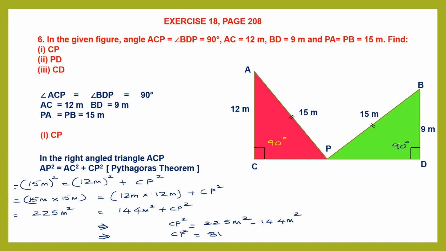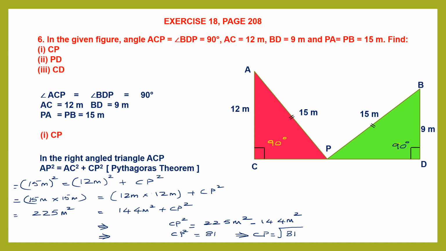Now we need to find CP alone, isn't it? So to find CP, we say CP is equal to the square root of 81. That means there is a number, when you multiply it twice, you get 81. Which number is that?